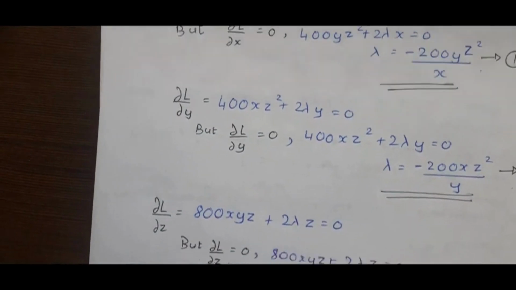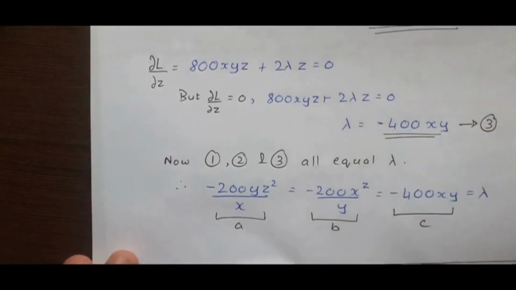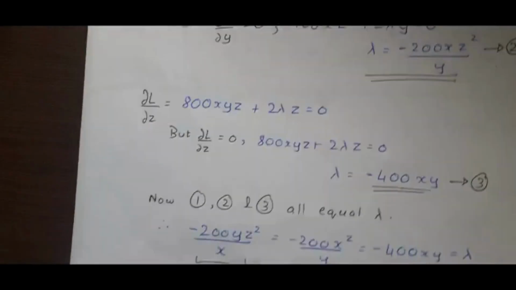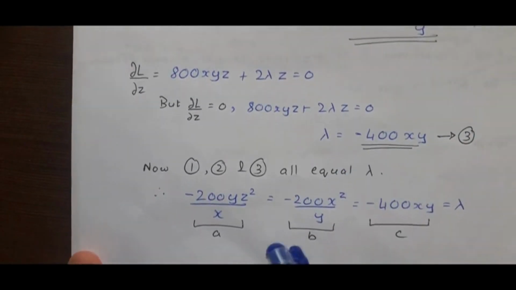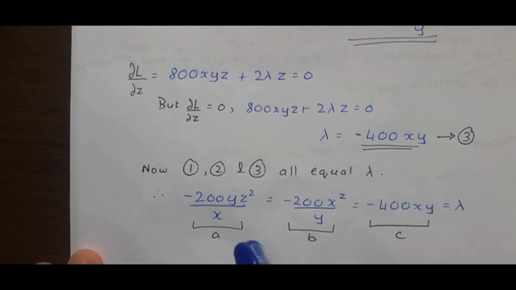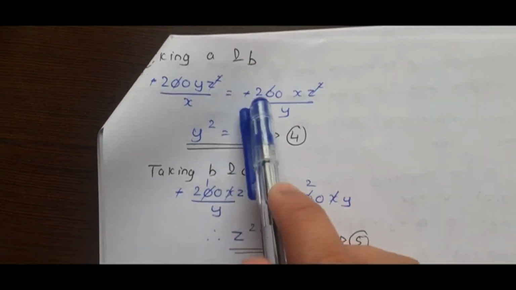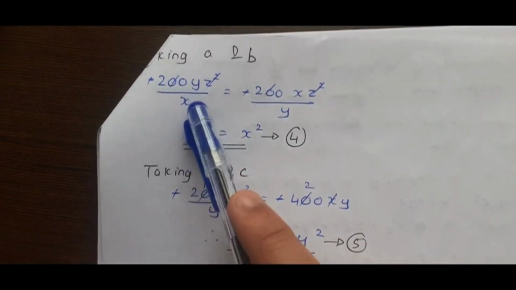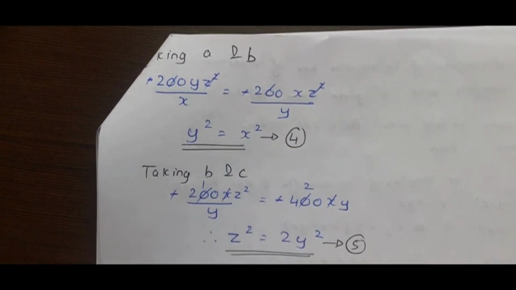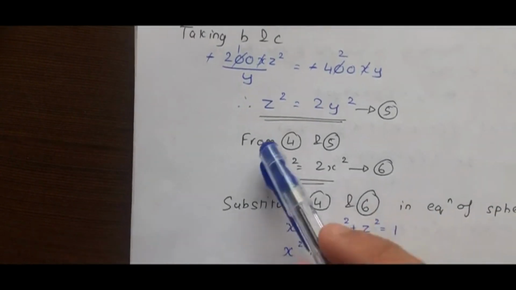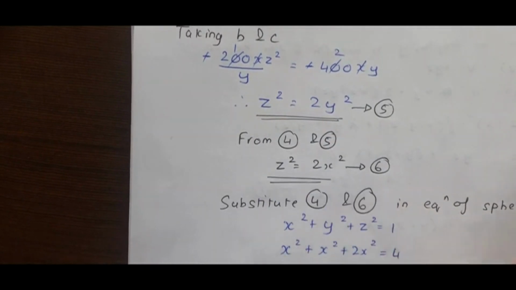So I take a derivative with respect to x, y and z, and then I get everything in terms of lambda. So I get lambda equals this, and lambda equals this, 3 equations. Now all 3 are equal to lambda. I can call it a, b and c over here. So then I can equate a and b, and on equating a and b I get the relation y square is x square, that is y is x. On taking b and c I get the relation z square is 2y square, so z square is 2x square.